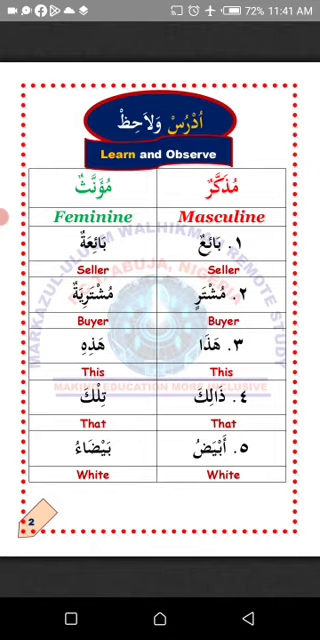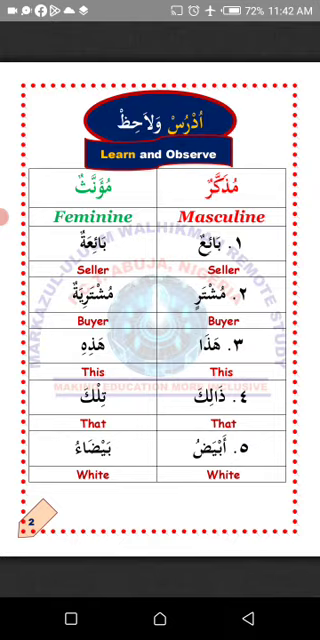So we use abiyad to describe a male person or a male object. For instance, kitabun abiyad, white book. But in the case of mistaratun, we say mistaratun bayda'u, white ruler. لعلك فهمت? I hope you understand. We say هذه مسطرة بيضاء and هذا كتاب أبيض. This is a white book. لعلك فهمت? I hope you understand.